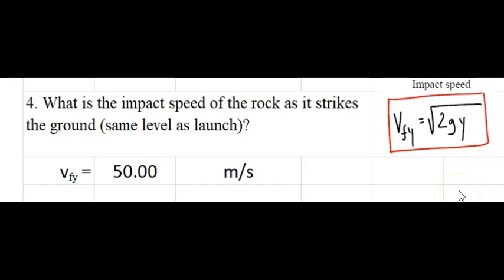In question number 4, we're asked, what is the impact speed of the rock as it strikes the ground at the same level as it was launched? Well, we take Formula 5, the v-squared formula, and solve it for v final. This is simply a freefall problem, and the initial speed of freefall is 0, so the final speed is equal to the square root of 2 times gravity times the height from which it fell. That gives us 50 meters per second, which matches the launch speed of 50 meters per second.